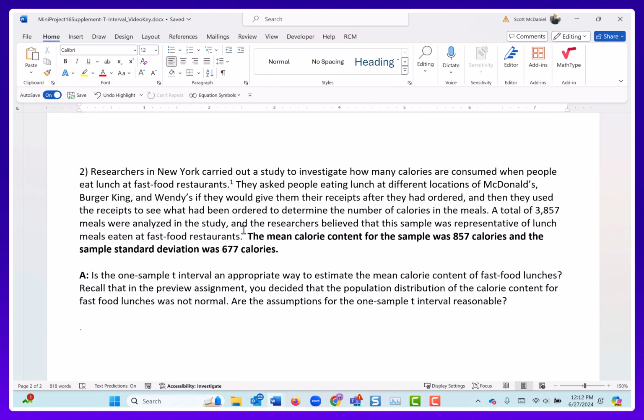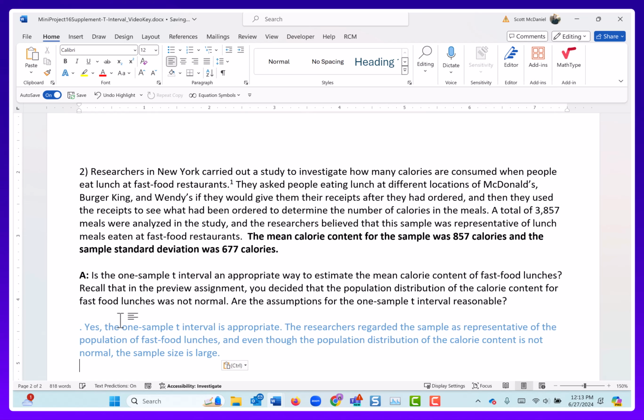The mean calorie count for the sample was 857 calories, and the sample standard deviation was 677. So is the one sample t-interval an appropriate way to estimate the mean calorie content of fast food lunches? So yes, the one sample t-interval is appropriate. So we're regarding that sample as representative of the population, so it's random, and the sample size is pretty large.